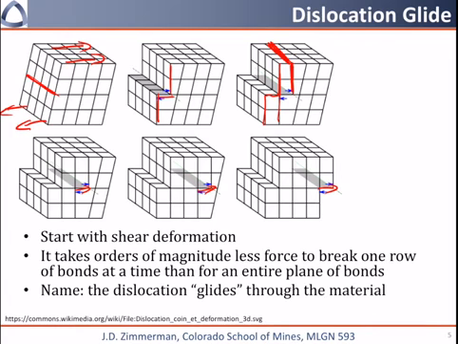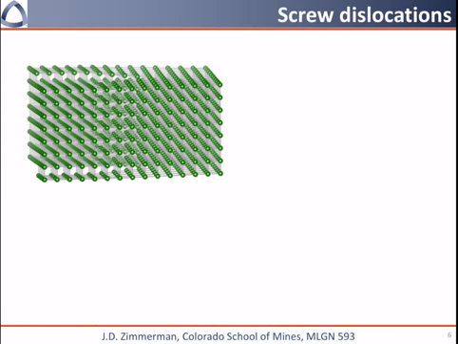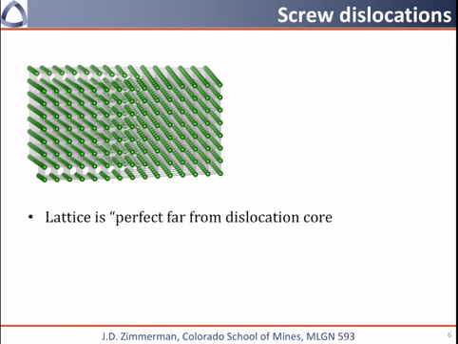So this motion that I've been showing in this slide is called glide. Now I want to talk about screw dislocations. Again, the lattice is perfect very far from the dislocation or the core of this dislocation. If we look at the left or the right portions of the crystal, or the front or the back, it looks pretty much like a perfect crystal. But in the middle, something messy is going on.